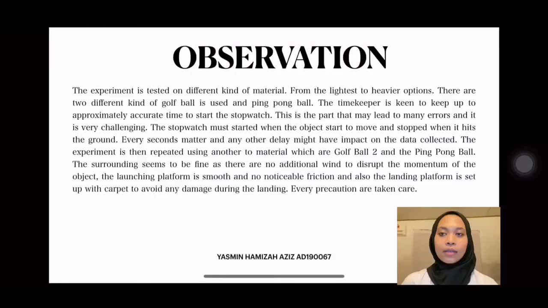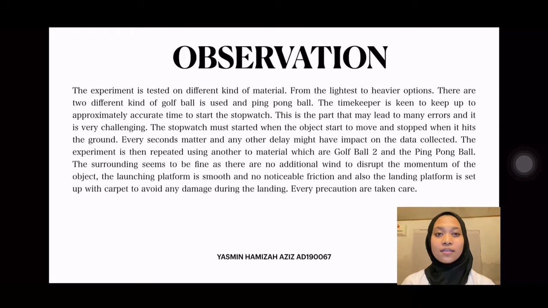The experiment is tested on different kinds of material, from the lightest to the heavier option. Two different kinds of golf ball are used, and a ping pong ball. The timekeeper has to keep up with approximately accurate timing to start the stopwatch. This is the part that may lead to many errors, and it is very challenging. The stopwatch must start when the object starts to move and stop when it hits the ground. Every second matters, and any delay might have an impact on the data collected. The experiment is then repeated using the other materials, the golf balls and the ping pong balls.